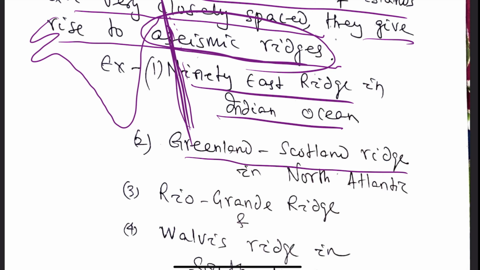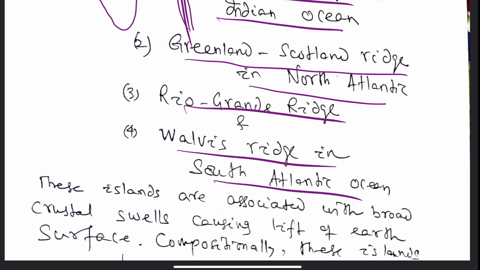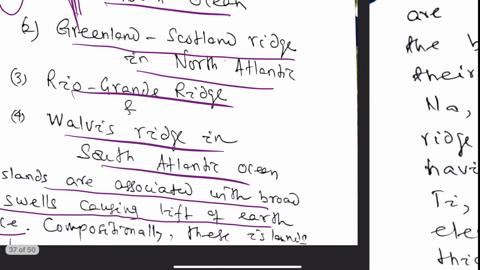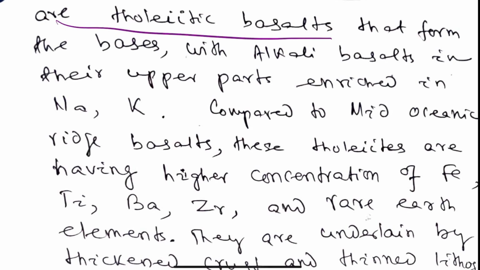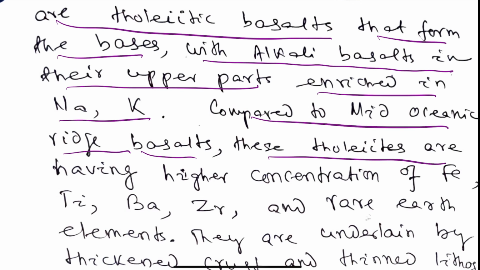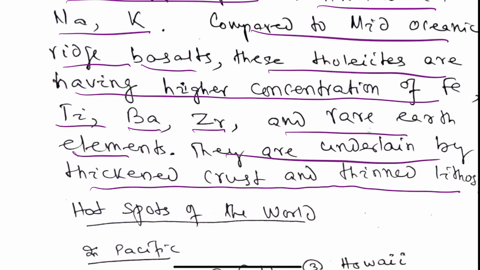Besides that, we have the Greenland-Scotland ridge in the North Atlantic, the Rio Grande ridge, and the Walvis ridge in the South Atlantic Ocean. These islands are associated with broad coastal swells causing lift of the earth's surface. Compositionally, these islands are tholeiitic basalts that form the bases, with alkali basalts in their upper parts enriched in sodium and potassium. Compared to mid-oceanic ridge basalts, these tholeiites have higher concentrations of iron, titanium, barium, zirconium, and rare earth elements. They are underlain by thickened crust and thin lithosphere.